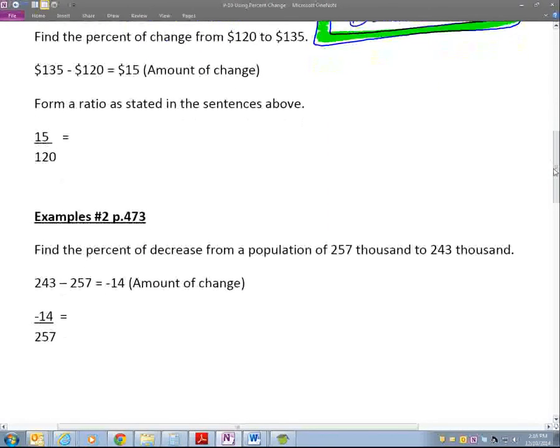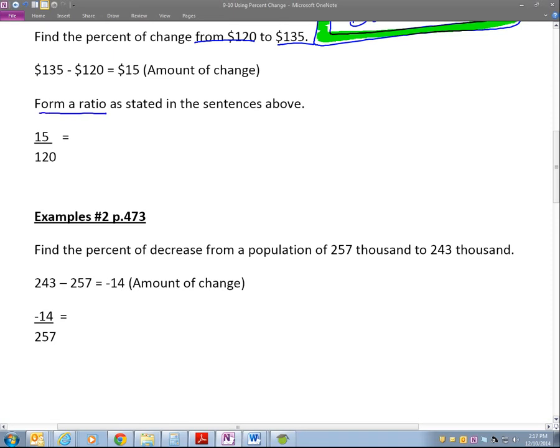Let's do these examples. Find the percent of change from 120 to 135. So it's from this, which means that's going to be the base, to 135, that's going to be the new. So the amount of change goes from 120 to 135. For those of you that struggle with your integers, it doesn't mean that you aren't good at math. It's a tough concept, like many of your peers find it. For right now, we did the new price minus the old price, and we got $15 amount of change. It went up, so it's positive.